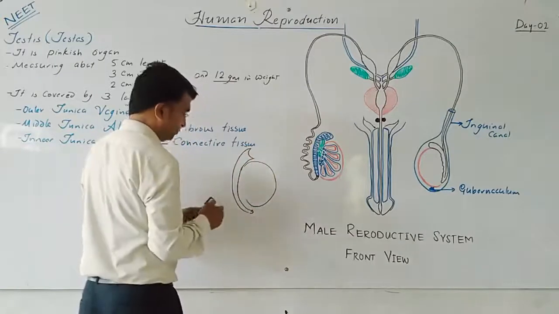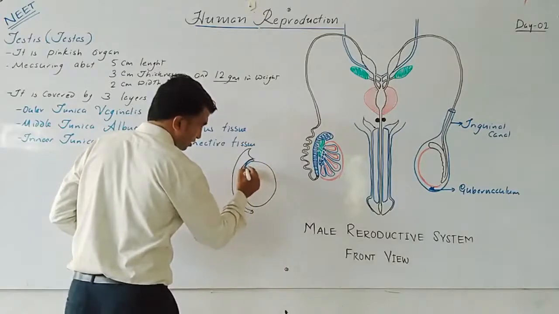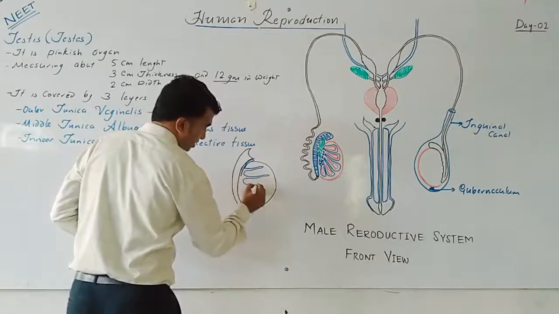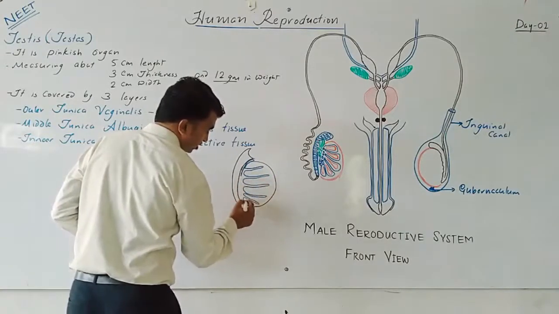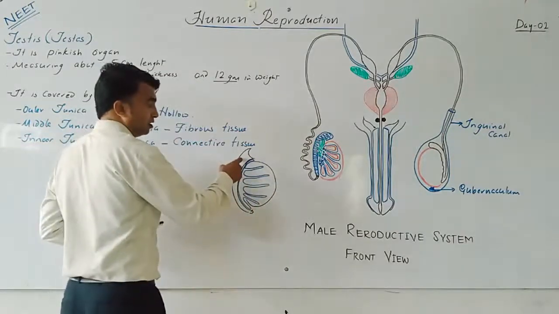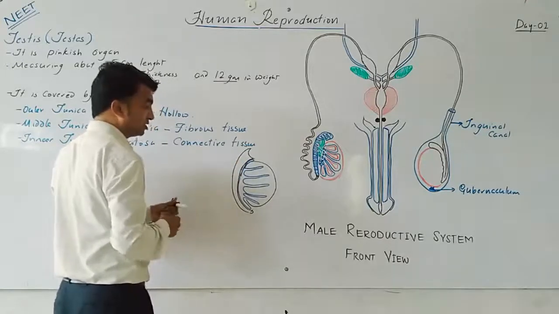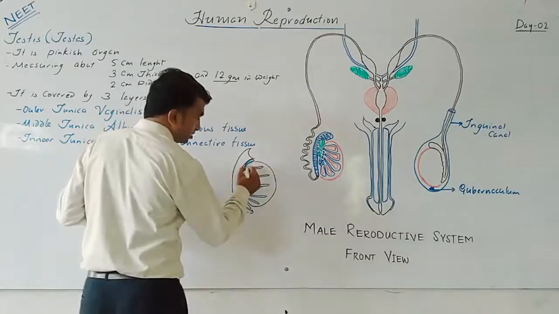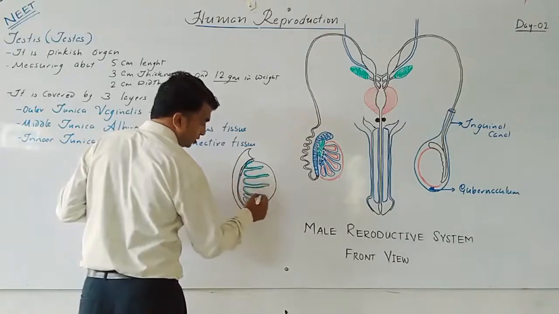So inside, the tunica albuginea is there. This is the tunica albuginea, and this will produce the septum, which will enter into the testis and produce the chambers. The black color is the tunica vaginalis. This blue color is the tunica albuginea, which is fibrous in nature. Inside, it is lined by the connective tissue, that is the tunica vasculosa.